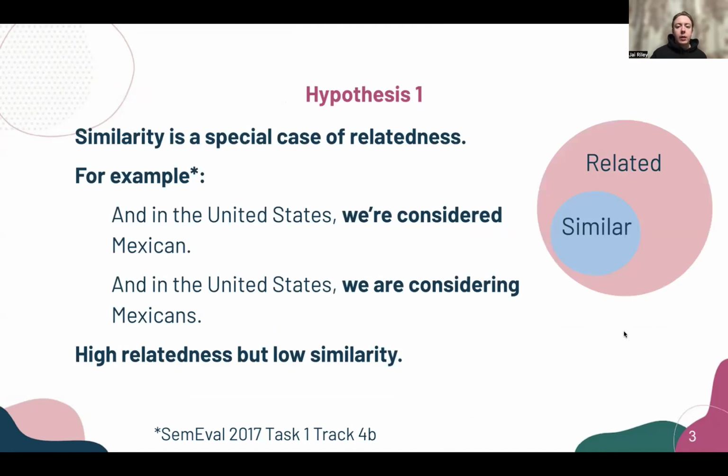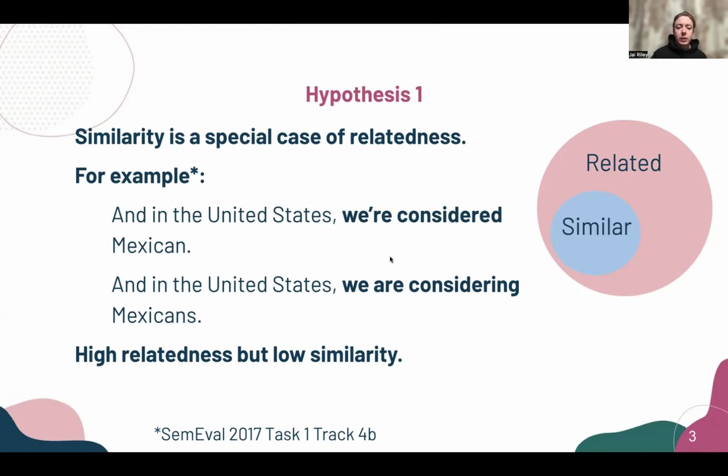So in our paper, we have two different hypotheses. The first one is similarity is a special case of relatedness. As we can see, we believe that relatedness is this more broad categorization that two sentences can share, where similarity is this more shallow special case of relatedness. Here we have an example that we took from the SemEval 2017 Task 1 Track 4, so this is an STS dataset. The first sentence is, "And in the United States, we're considered Mexican." And in the second sentence, we have, "In the United States, we are considering Mexicans."